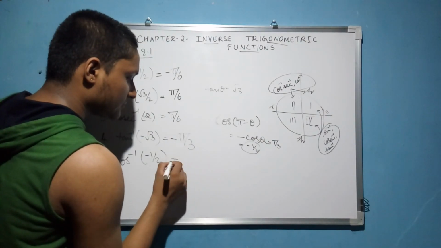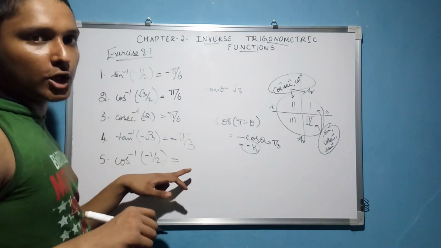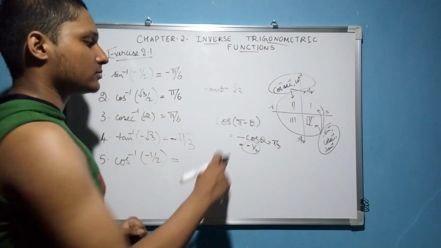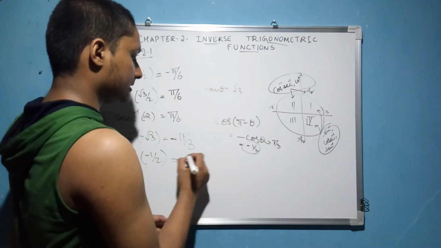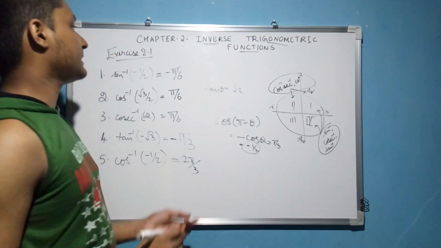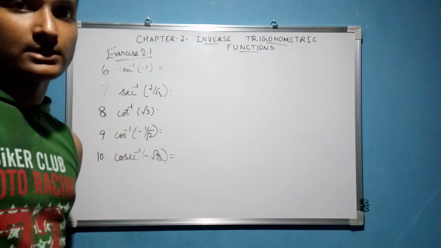Because it is negative, directly you cannot put it as negative in such a case. Here you are going to get a positive value, that is pi minus pi by 3, that is 2 pi by 3. Okay, next we'll go on to the next 5 questions. Okay, now we have the 6th question.